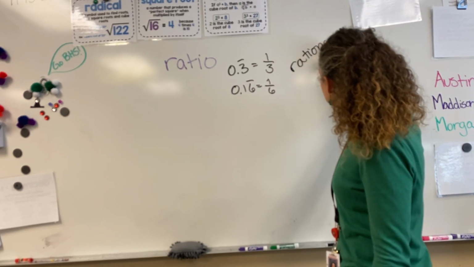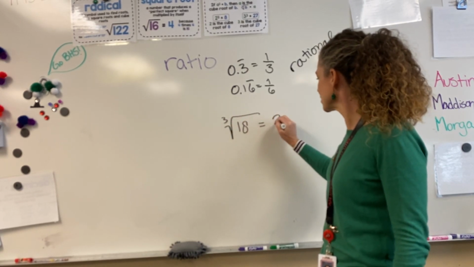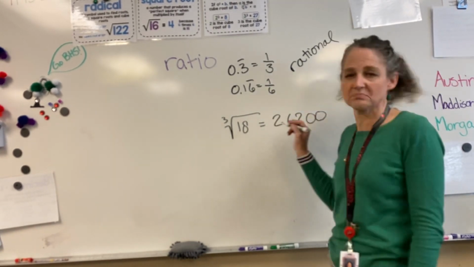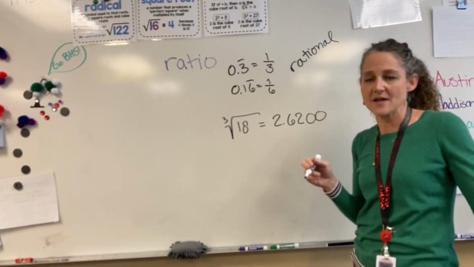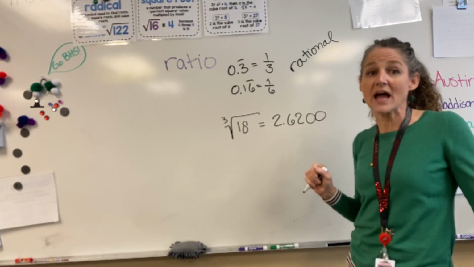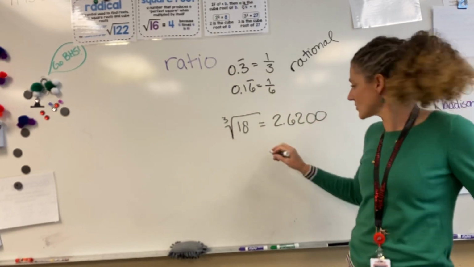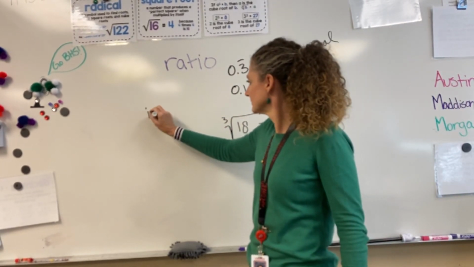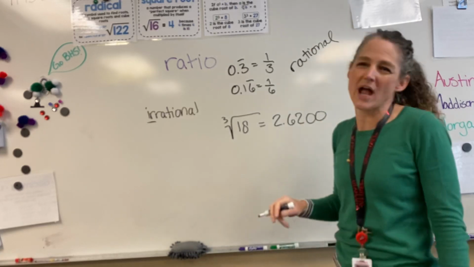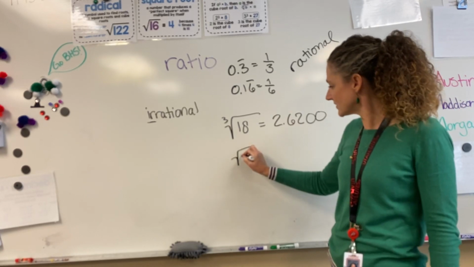So here's the deal with roots. If I had the cubed root of 18 and it was 2.6200 something, a messy, long answer, that number actually goes on forever and it never repeats. Is it rational? No, it's what we call irrational. The prefix ir means not rational. It's an irrational number.